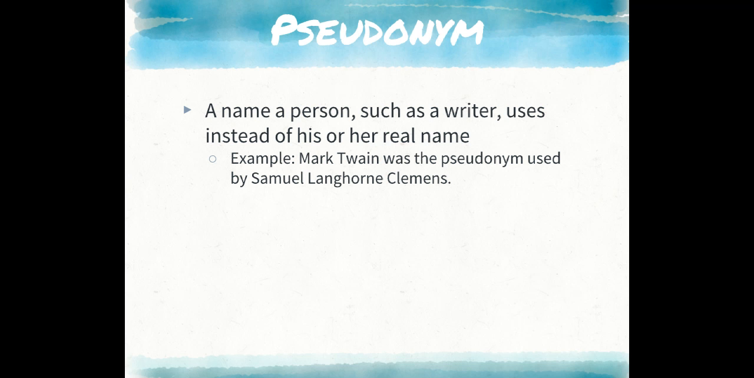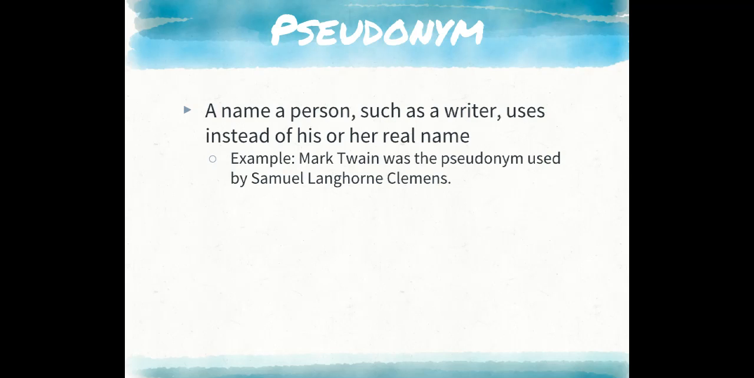Pseudonym, this is a name of a person, such as a writer, that uses a different name instead of his or her real name. So the pseudonym would be the name they use instead of their real name. So an example is Mark Twain was the pseudonym. So Mark Twain is an author. He went by Mark Twain, but his real name was Samuel Langhorne Clemens.